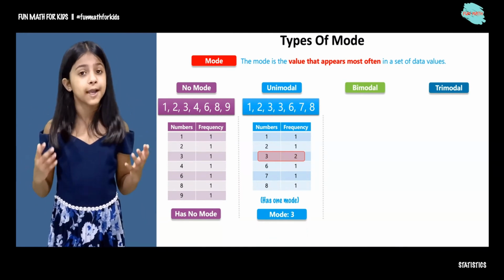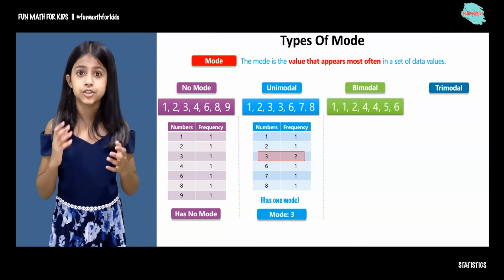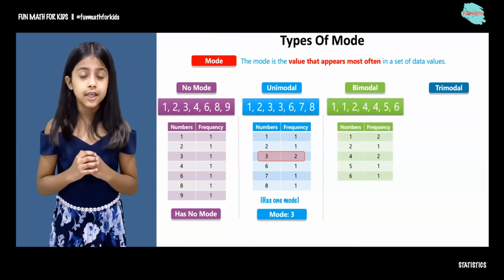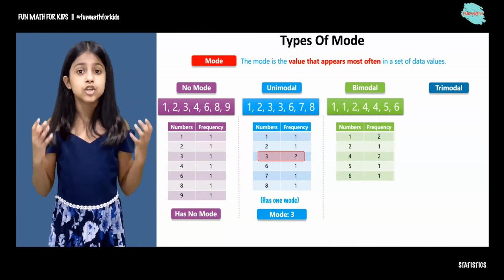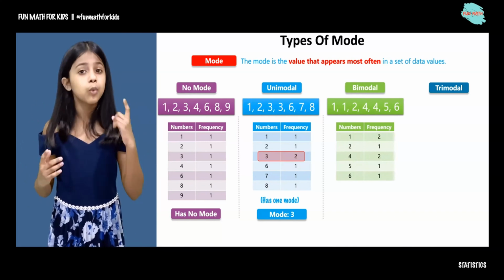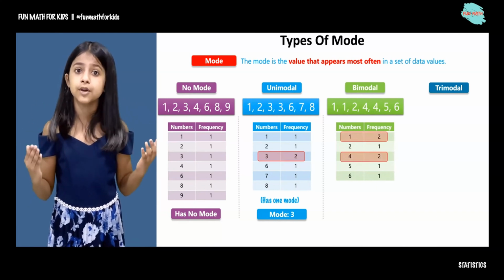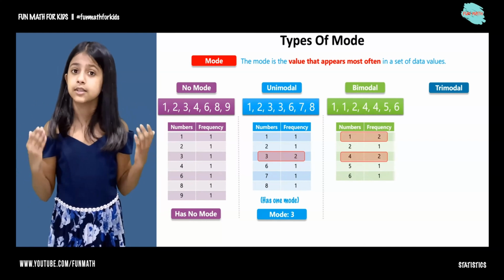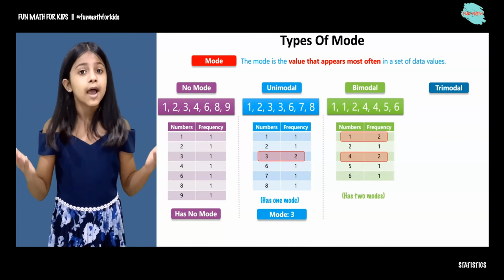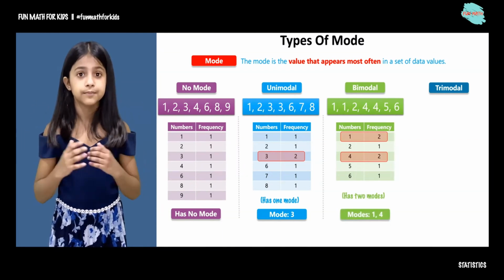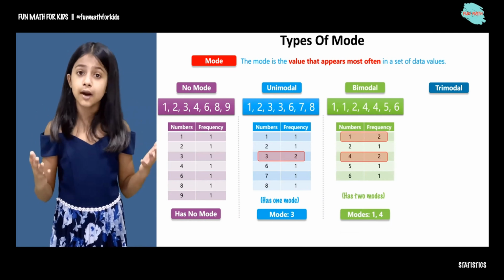Let's move on and talk about bimodal. Here we have a data set. In the data set, we have numbers 1, 1, 2, 4, 4, 5, and 6. Here we have a frequency table. If you see, 1 and 4 have appeared twice, and all the other numbers have appeared once. So what is the mode here? It is 1 and 4, because those two numbers have appeared most often in this data set. And that is why this data set has two modes, and those are 1 and 4. Since this data set has two modes, it is called bimodal.